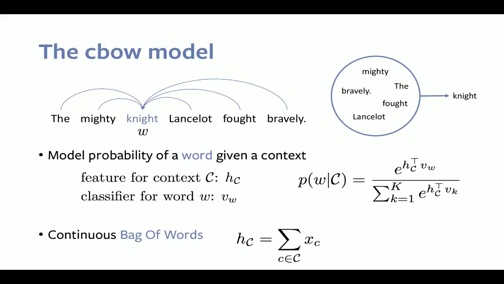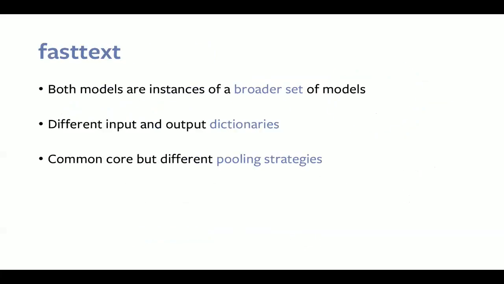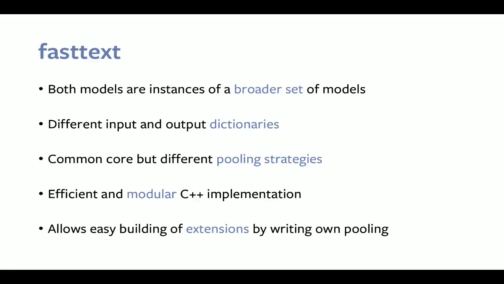It's just the sum of the words in the context, and that's why it's called a continuous bag of words, because instead of just doing a sum of indicators, you do a sum of dense vectors. So fastText is something which encompasses a broader set of models, where basically the only different thing is the pooling strategy. So what are the inputs and what are the outputs and in what dictionaries? It's an efficient and modular C++ implementation, and it's easy to write extensions by just changing the pooling strategies.